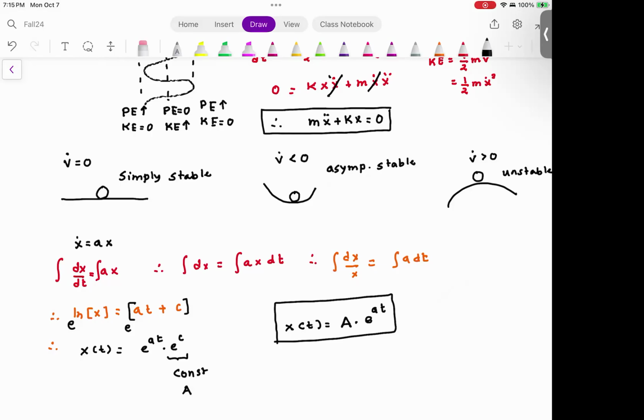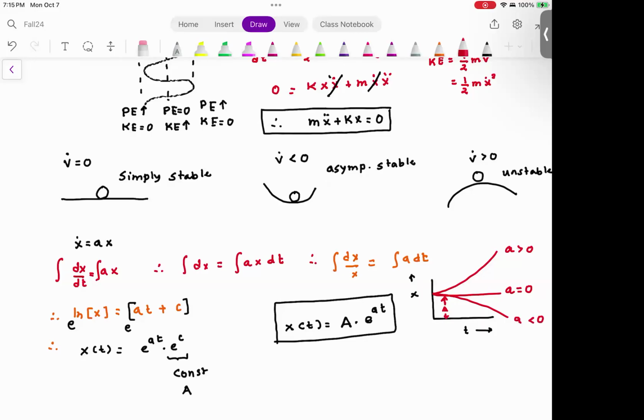Now imagine if your a is 0. If your a is 0, x would be at A and it will continue to stay at A. If a is positive, this is what will happen. If your a is negative, this is what will happen. Do you agree with me?